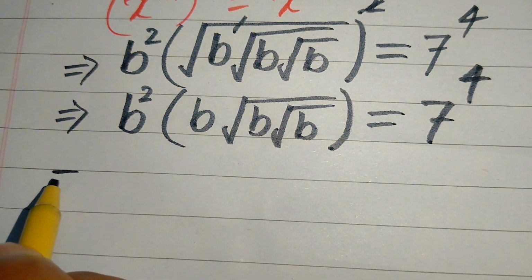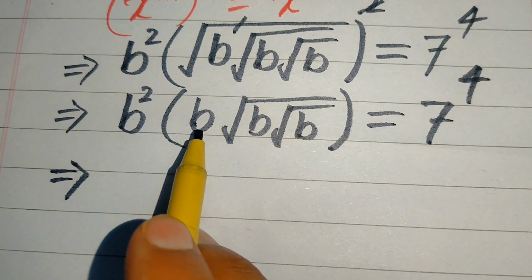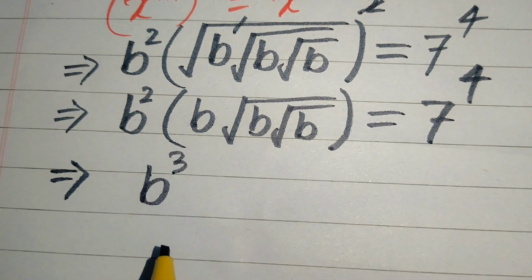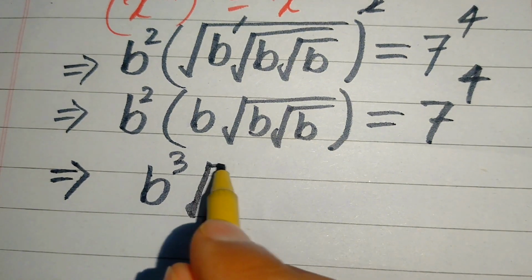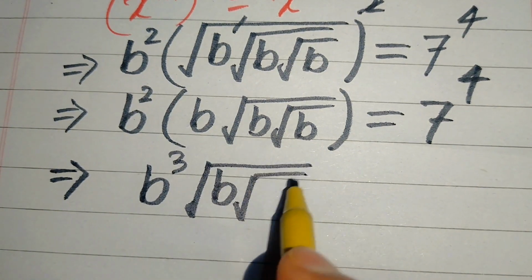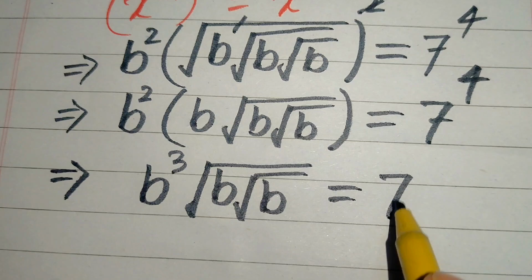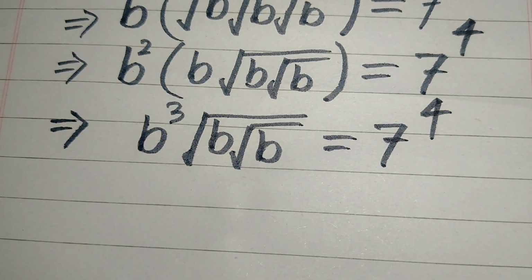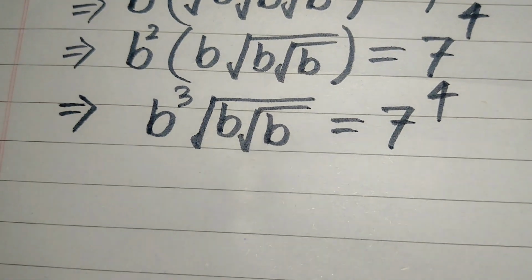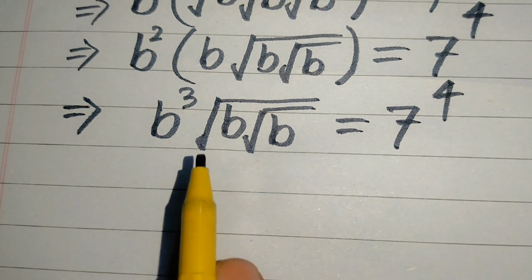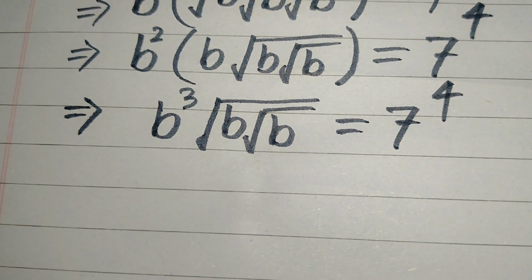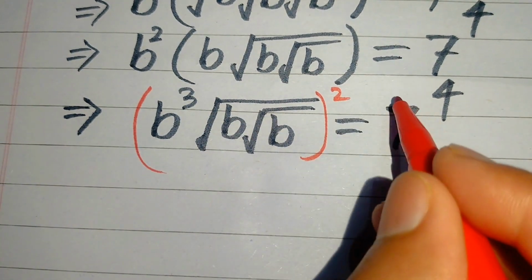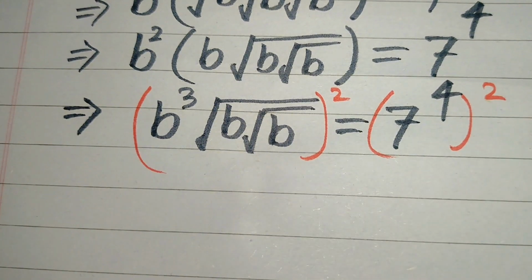In the next step, we multiply b squared with this b, and you know that b squared times b is equal to b cubed, and we get the remaining values: square root of b into square root of b, and this is equal to 7 to the power of 4. Now in the next step, we again take squaring on both sides in order to remove these two square roots.